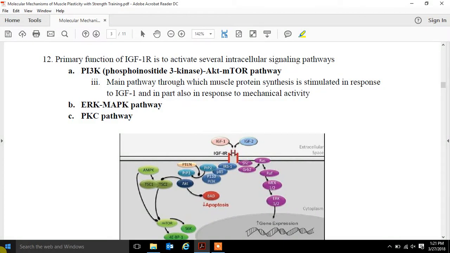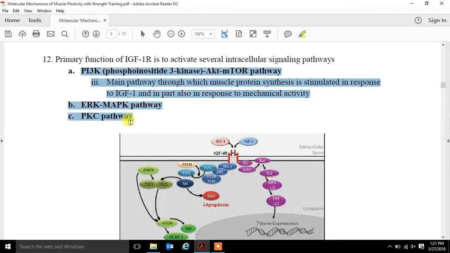We're also going to have the ERK MAP kinase pathways. So remember we talked about the MAP kinase pathways associated with these tyrosine kinase receptors. And then there's also a protein kinase C pathway. We'll talk about the first two in a little bit of detail, and not so much the PKC, but know that these three types of pathways are functions of IGF-1 receptors.